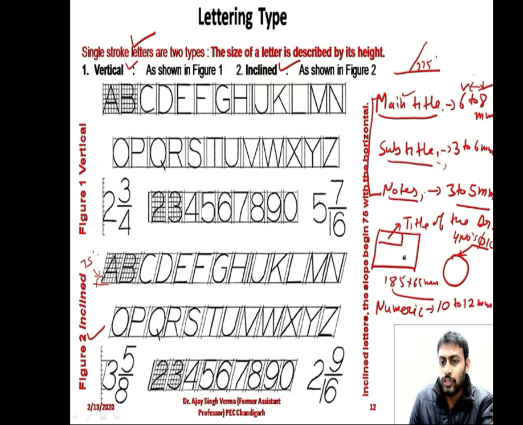In the title block, at the bottom right corner, you will see a drawing number. The drawing number is a numerical word, so the numerical word has a size of 10 to 12 mm. This is the standard. You can write either 12 or 10.